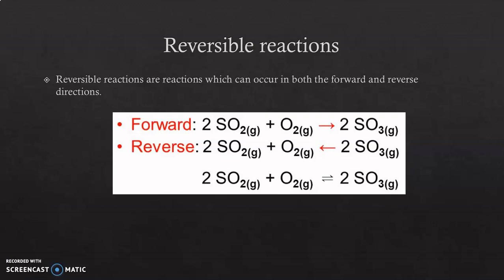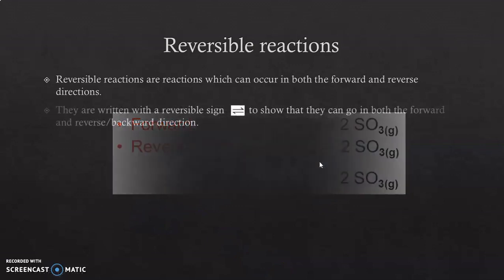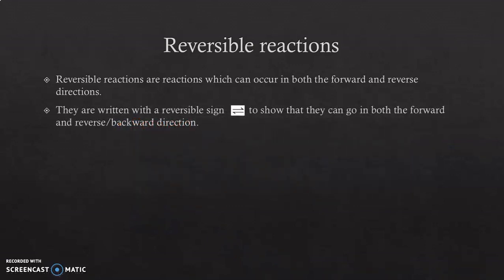We've got the forward reaction there whereby sulfur dioxide and oxygen are reacting to form sulfur trioxide. The reverse reaction is whereby the sulfur trioxide breaks down to give us sulfur dioxide and oxygen. If we're to represent those two reactions as one, we're going to use a reversible sign. Okay? Now, reversible reactions are written with a reversible sign to show that they can go in both the forward and the reverse direction. Now, all reversible reactions reach dynamic equilibrium.